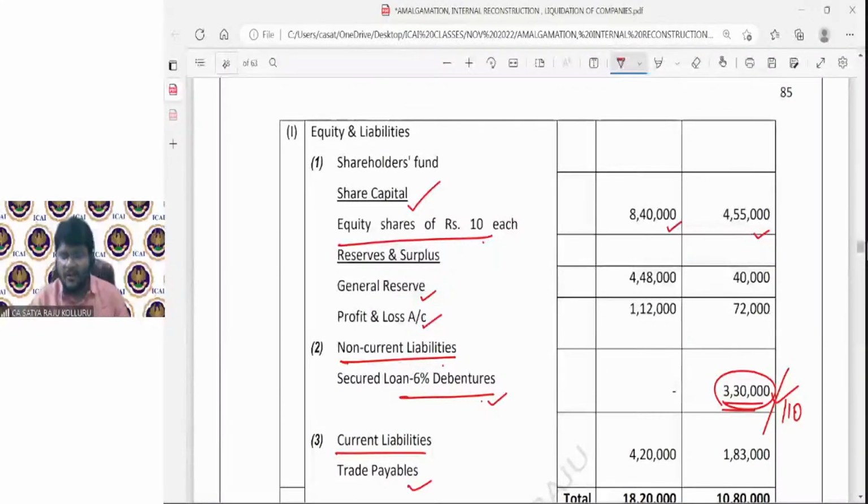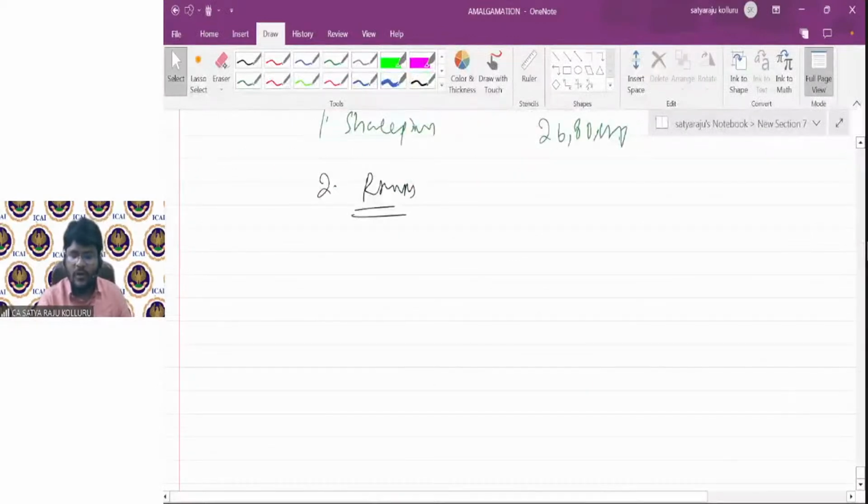Tell me, guys. At the time of cancellation of the 6% debentures in the purchasing company, what is the journal entry? 6% debentures of selling company account debit 3.3 lakh. To our own company debentures, let us assume those are also 6% debentures, to 6% debentures 3 lakh, to securities premium 30,000. Now that securities premium, where should I show it? Under reserves and surplus only I should show it. That's why securities premium 30,000.